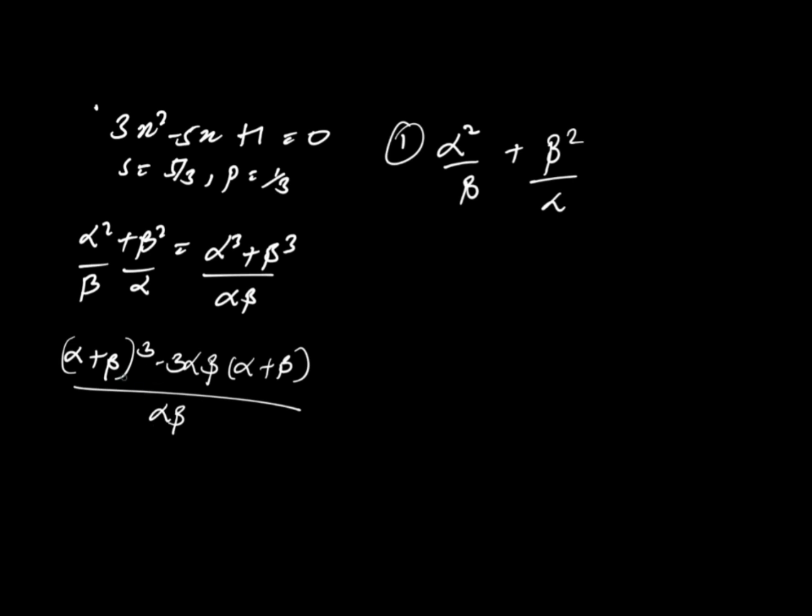And therefore I know that the sum of roots is 5 over 3, so I'm going to have 5 out of 3, close this, cubed, minus 3 into the product 1 out of 3, close this, and then the sum of roots 5 out of 3, but remember the whole of this is divided by the product, therefore 1 out of 3.